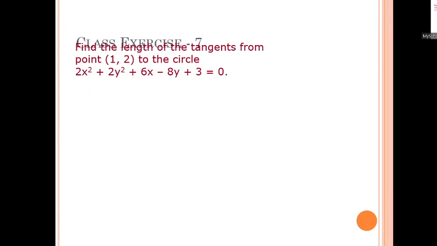ये क्वेश्चन देखिए. Find the length of tangent from the point to the circle. याद है, लेंथ ऑफ टेंजेंट के लिए एक फॉर्मूला देखे हम. लेंथ ऑफ टेंजेंट इज नथिंग बट रूट S1. याद है? Yes, sir. बट डायरेक्टली इसमें सब्स्टिट्यूट नहीं कर सकते हैं. You have to divide this equation by 2 and then substitute 1, 2. So try to get the answer.